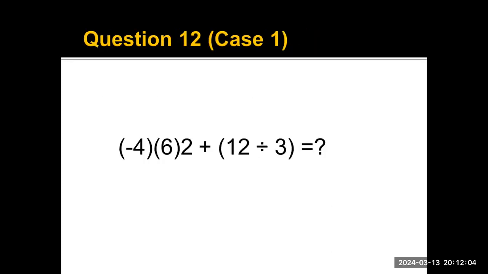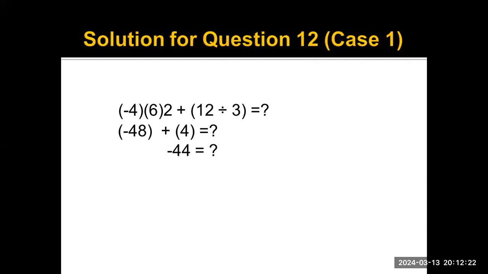Question 12, case 1. We have negative 4 times 6 times 2 plus negative 3 plus 12 divided by 3 equals question mark. What are you going to do? If you apply MDAS, you have negative 48 because you're multiplying negative 4, positive 6, and positive 2. Another one is 4, the quotient of 12 divided by 3. Next, we have negative 48 added to 4. So we have the answer, negative 44.